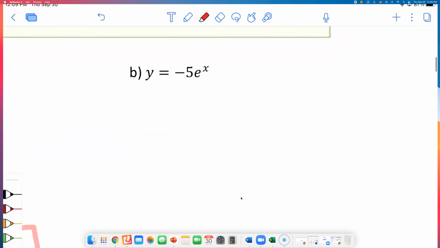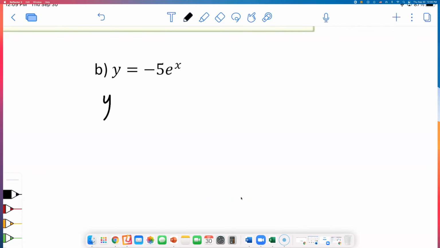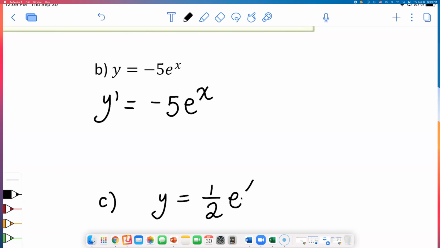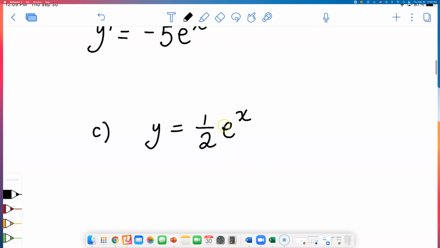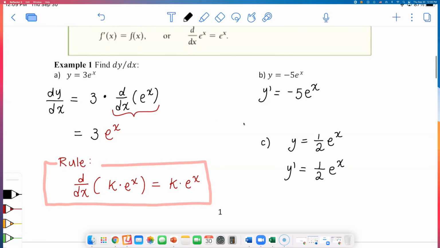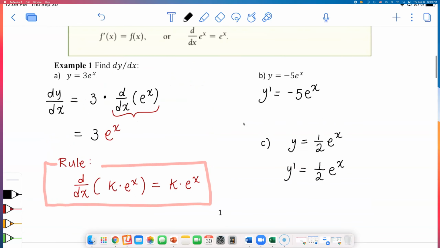So if you look at b right here, if the function is y equals negative 5e to the x, its derivative is itself. If I make up another problem, y equals half times e to the x, as long as you just have a simple number in front of the e to the x and the exponent is simply x, then the derivative is just going to be itself. Super easy, right? We're going to have to apply the chain rule a little bit later, but for right now, example 1, that's what it is.